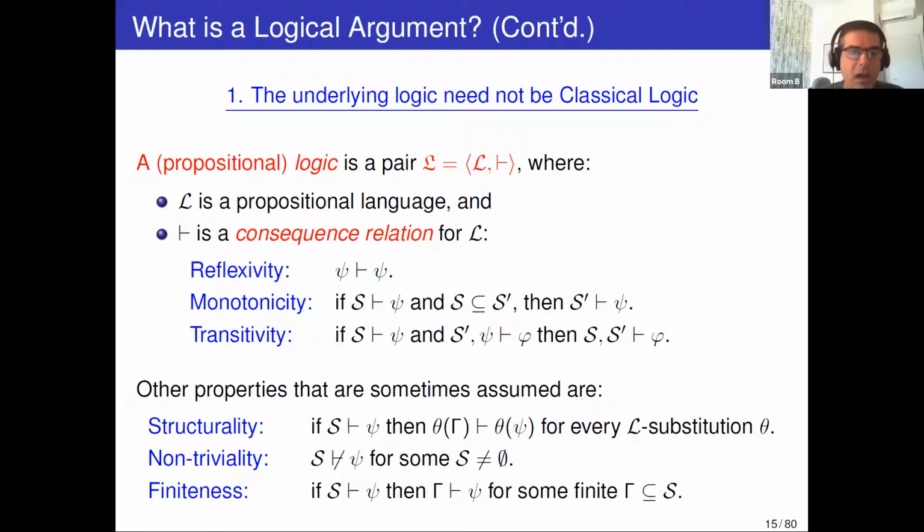And sometimes it's also common to assume some other properties of the consequence relation. So first, it should be structural, namely it should be closed under substitutions; non-trivial, so we cannot infer anything from everything; and finitary, in the sense that if we can conclude something from a set, then it is possible to conclude the same thing from some finite subset of the assumptions. This is, of course, related to the compactness properties of the logic and the ability to make counter arguments in a feasible way.